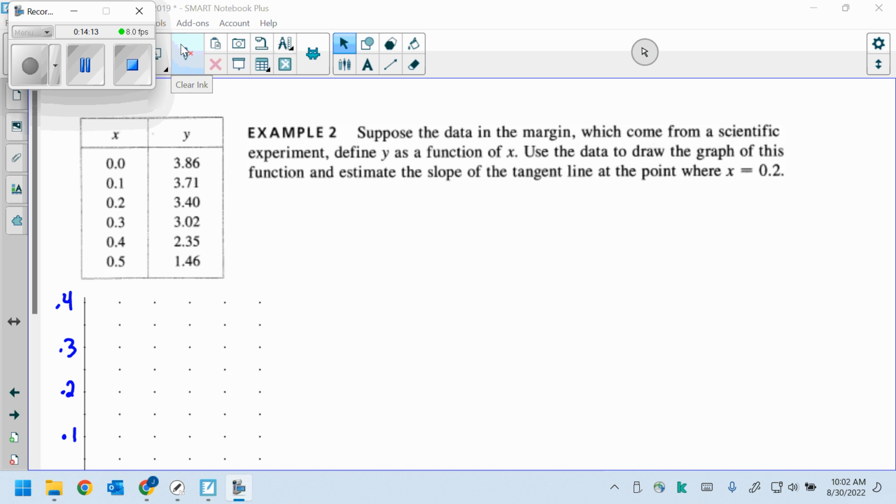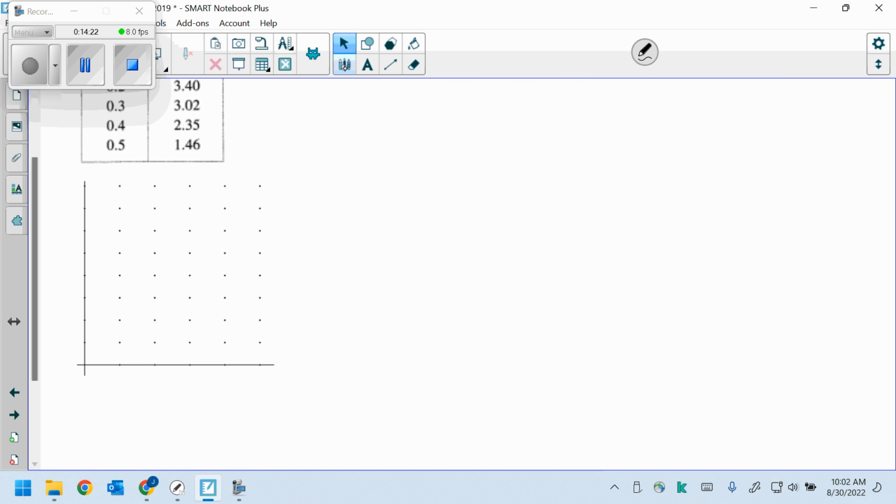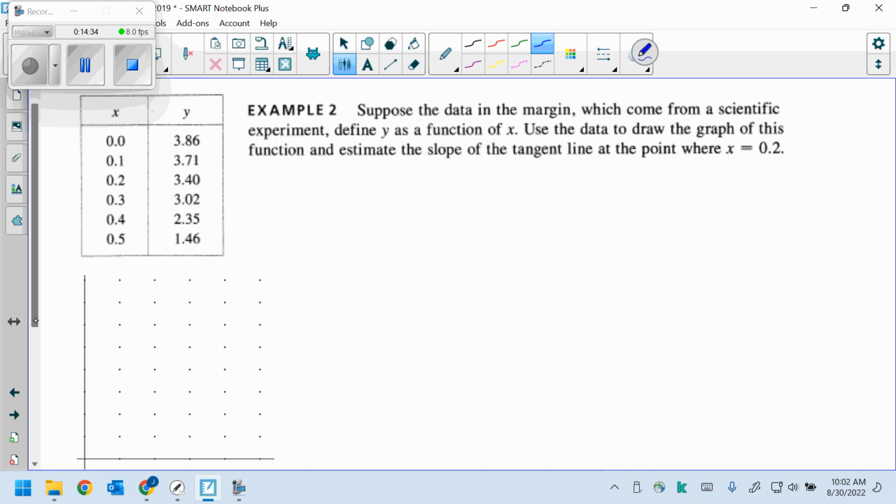Okay, I goofed up. I was putting the x values on the y. So I got my x values, obviously, on the x: 0.1, 0.2, 0.3, 0.4, 0.5. Now on the y's, we've got to get up to 4. So this is going to be 2 dots up is 1, 2 dots up is 2, 2 more dots up, 2 more dots up. Now let's plot those points.